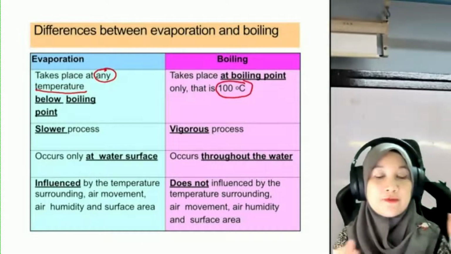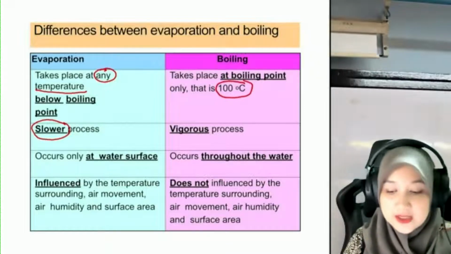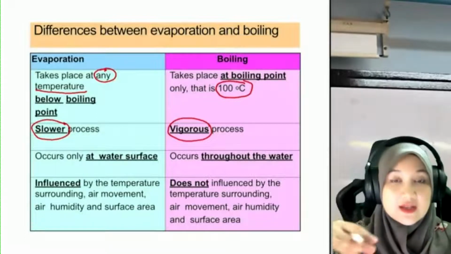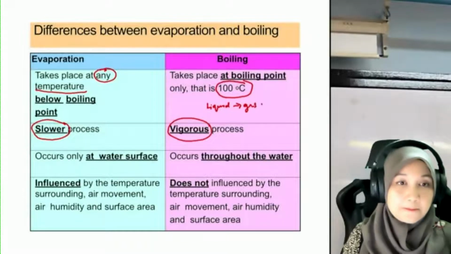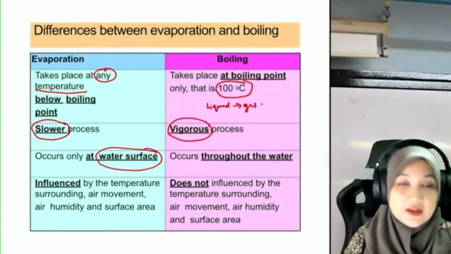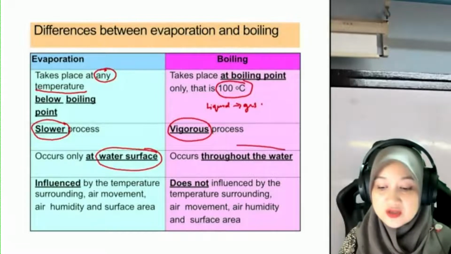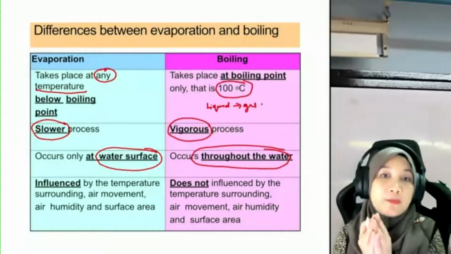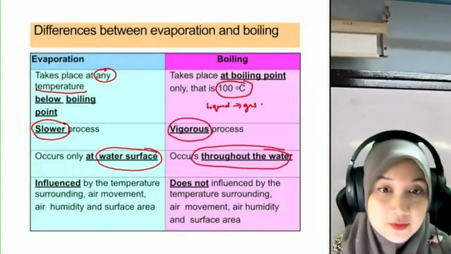The main difference between evaporation and boiling: evaporation is a slower process, while boiling is a vigorous process, whereby as it reaches the temperature of 100 degrees Celsius, it will turn from liquid to gas. Okay? For evaporation, it occurs only at the water surface. But for boiling, it occurs throughout the water. The whole body of water will undergo the process of boiling, but for evaporation, only the surface of the water will undergo evaporation.